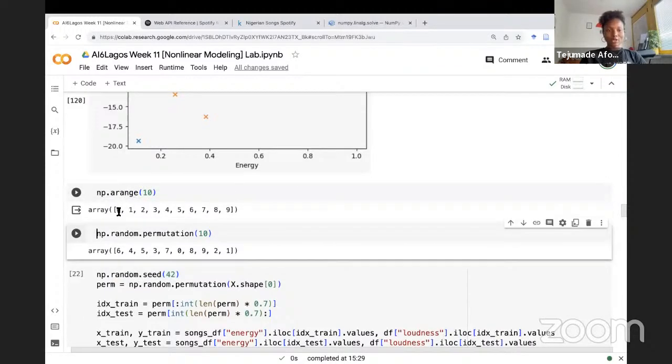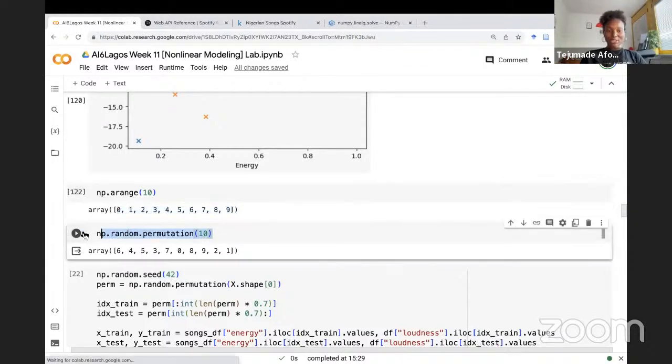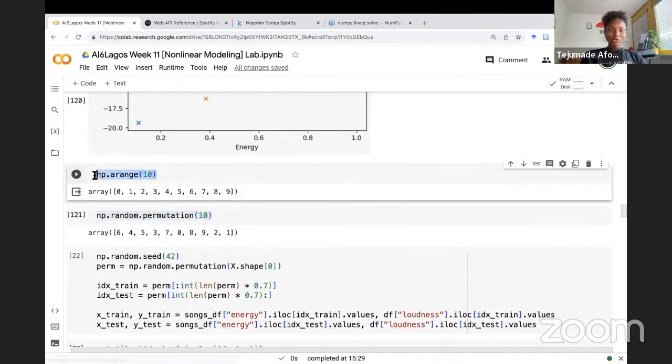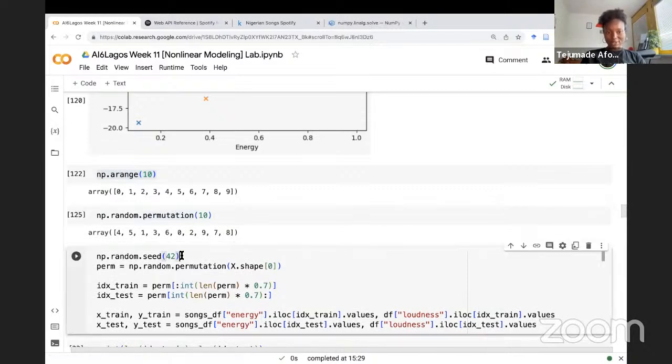See, you get ordered 0, 1, 2, up to 9. But if you do permutation, you're saying that you want this range, but I want you to permute it. So every time I run this, I get a different order. Just pay attention. Now the first value is 6. Run it again. The first value is 7. The last one is 9. Run it again. The first value is 2. The last one is 7. If you keep running it, you keep getting different results.